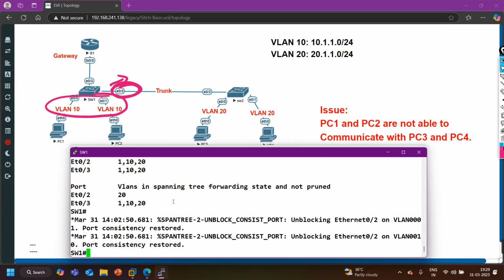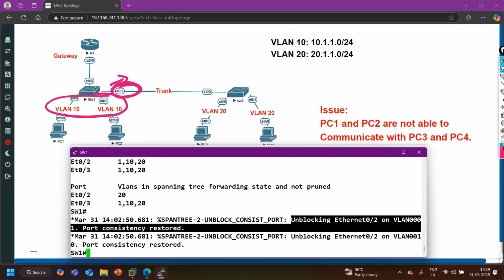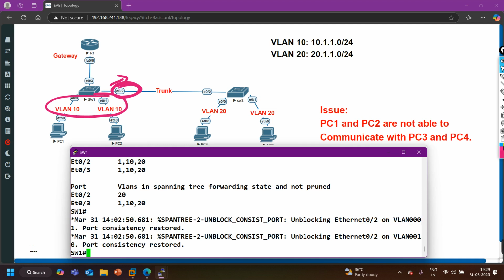You can see the native VLAN is the same, but now I am getting another log message. What is it saying? Unblocking Ethernet 0/2 on VLAN 1 and port consistency restored. After that, for the other port 0/2, for VLAN 10 and for VLAN 1, it was in the blocking state. Now it has restored it.